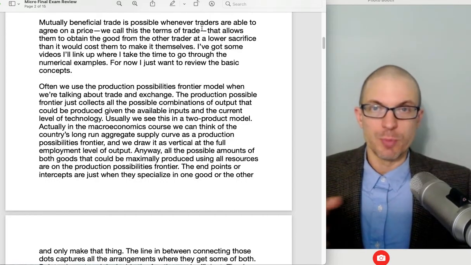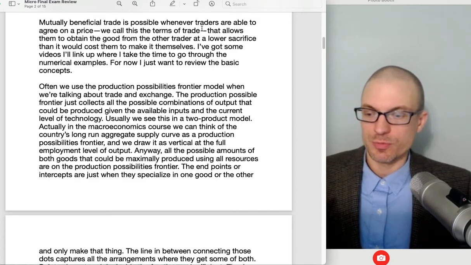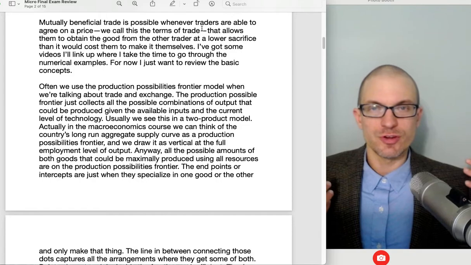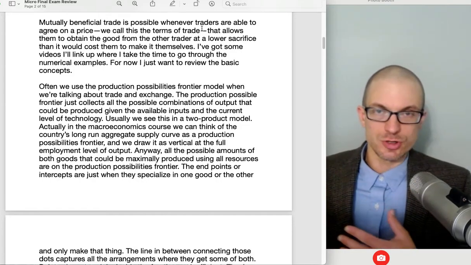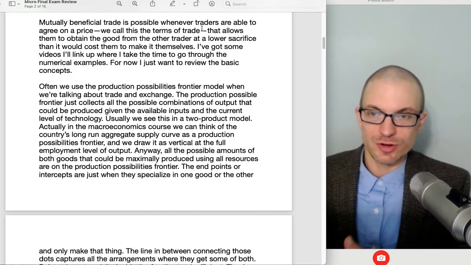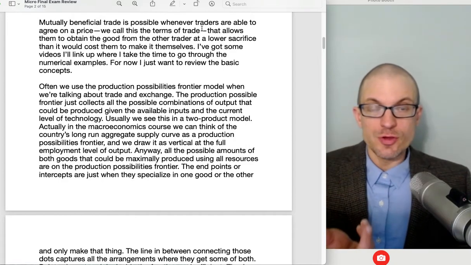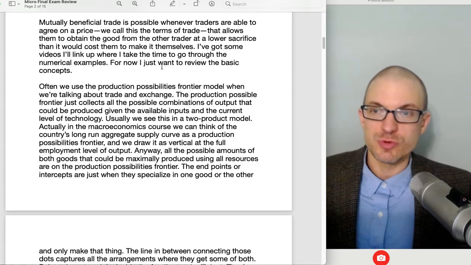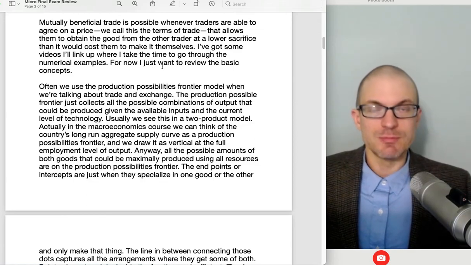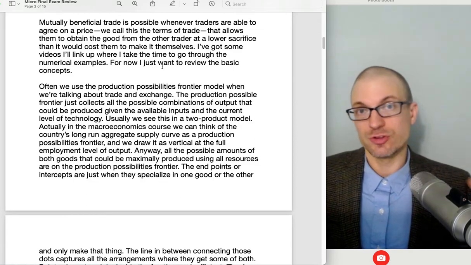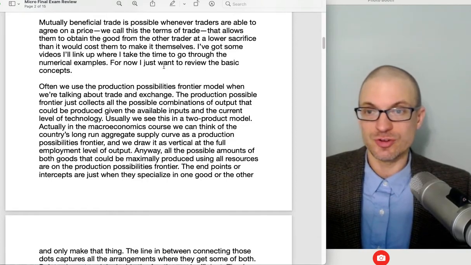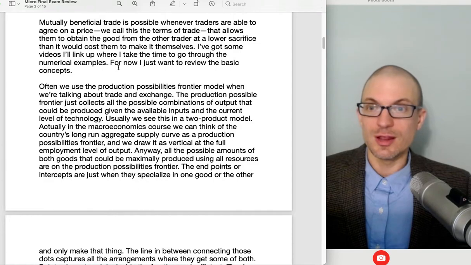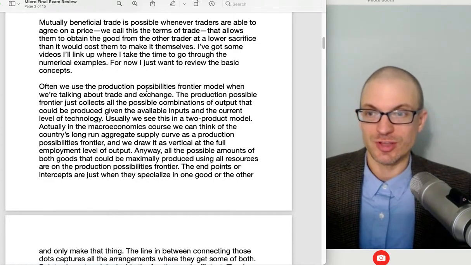The idea is both traders could presumably make both products, but if you find it too costly to make it yourself in terms of the amount of the other good you're foregoing, sacrificing or giving up, if you can get it from the other person for cheaper, that's the basis for trade. So I've got some videos that I'll link up where I take the time to go through the numerical development, or even using the production possibilities frontier. I've got one not using the production possibilities frontier to show the basis for trade. For now, I just want to go over the basic concepts.